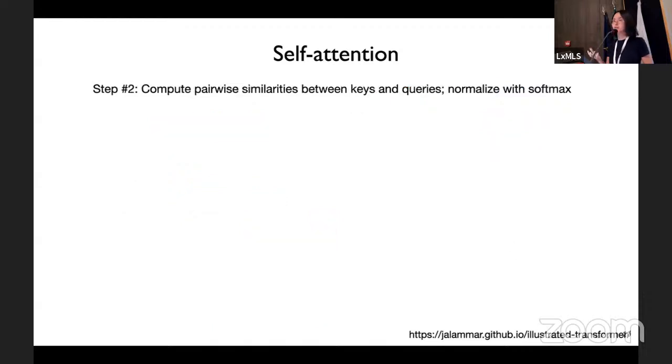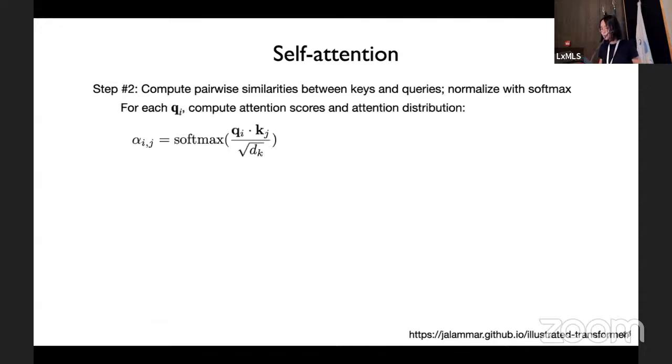Okay, so the second step is to compute these attention scores. Essentially, you need to calculate the similarity between the keys and the queries, and then normalize with the softmax. For each query vector Qi, compute the attention scores and the attention distribution by calculating the inner product between Qi and Kj. Q is the query vector, Kj is the key vector, and you use the inner product to capture the similarity between the query and the key.